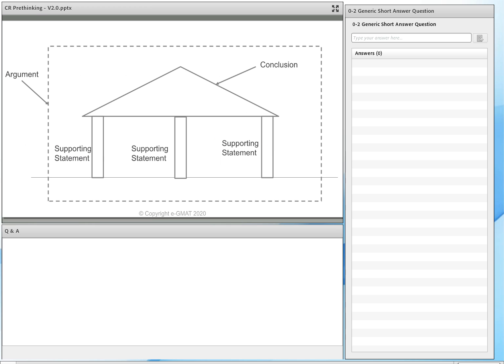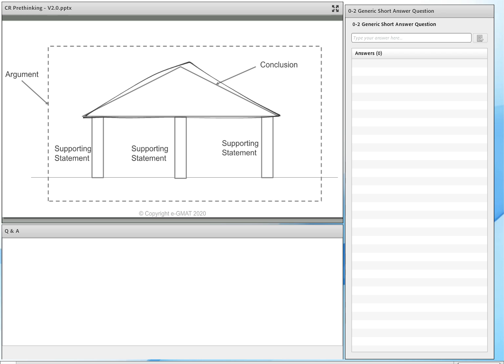Okay, so think of this house as an argument, and this roof over here is your conclusion. Now, in this house, you see three supporting pillars over there. Each of these pillars is a premise.